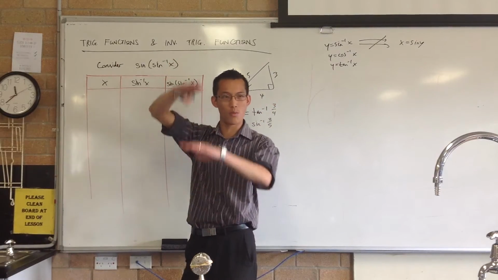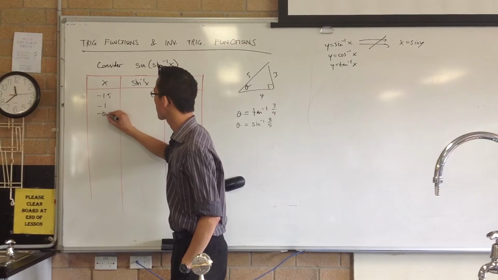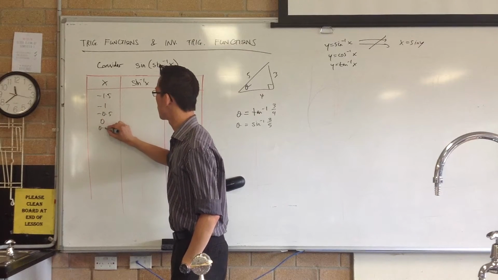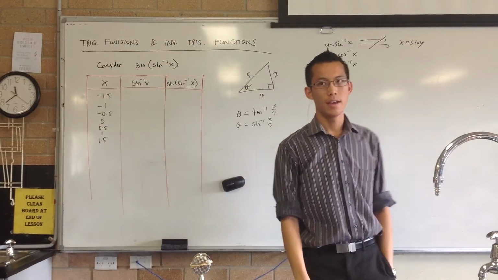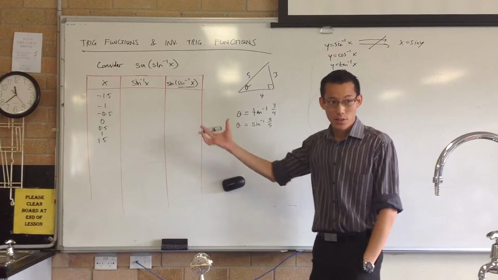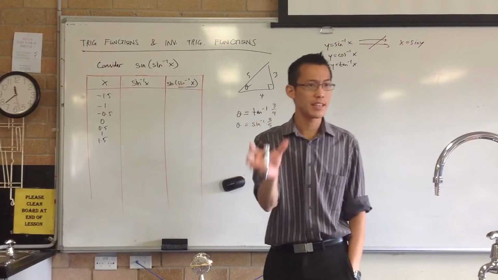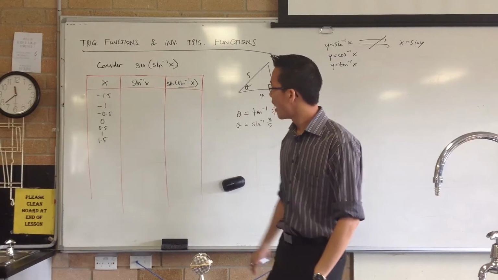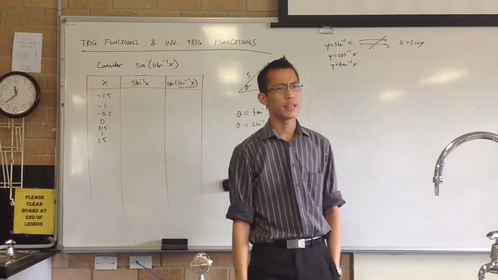This corresponds to the range of sine x. So I'm going to pick values like this. That should do. Okay. Now you can pick other values if you like. I'm just trying to illustrate a point. Now, get your calculator out. It'll help. Okay. Sine inverse of negative 1.5. What is it?